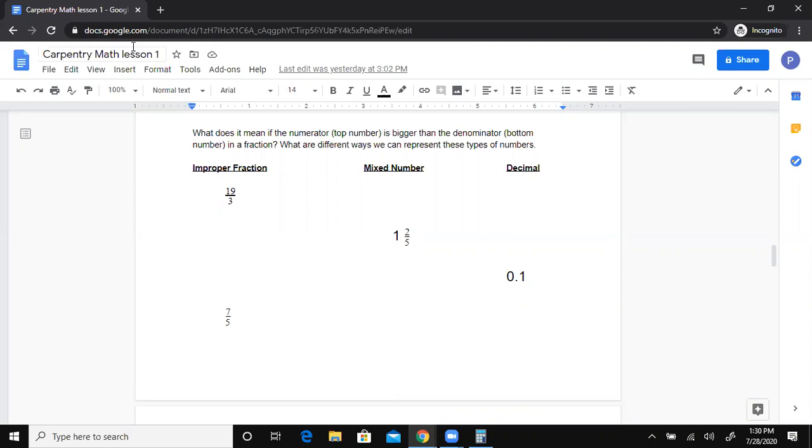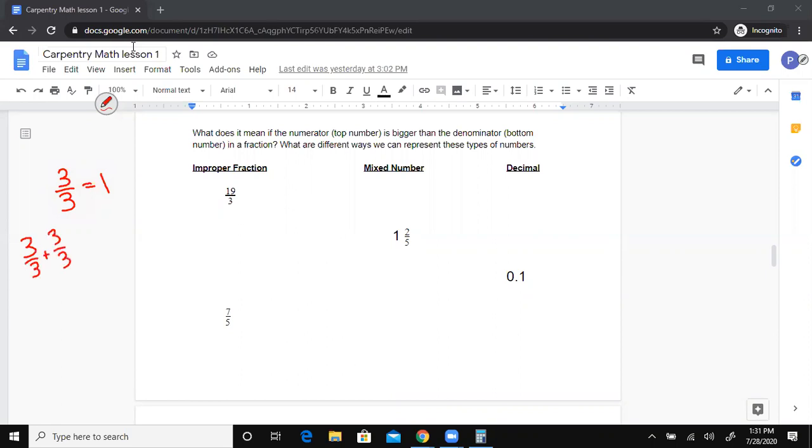So 19 over 3, how can we write that as a mixed number? Well, we first have to think about what 19 over 3 is. Remember that 3 over 3, or any number over itself, is equal to 1. So our goal really is to figure out how many 3 over 3s fit into 19 over 3. So let's do that. Remember, when we're adding fractions, the denominator stays the same as long as it's common throughout all the terms. So we can write 3 over 3 plus 3 over 3. But we would add the tops and the bottoms would stay the same. So that would be 6 over 3. We're not quite there.